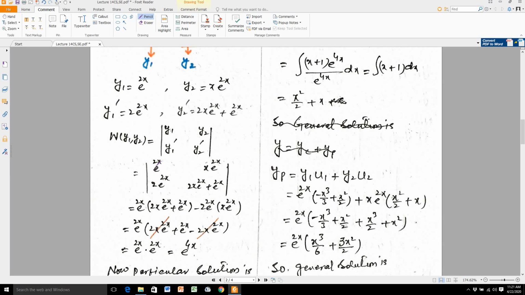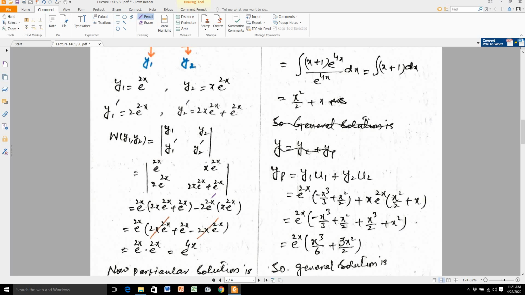You first multiply the elements of the main diagonal and then you multiply the elements of the secondary diagonal. Here e raised to the power 2x multiplied by 2x e raised to the power 2x plus e raised to the power 2x. Then put the operation sign here, then you multiply this 2 e raised to the power 2x with x e raised to the power 2x. You see here.